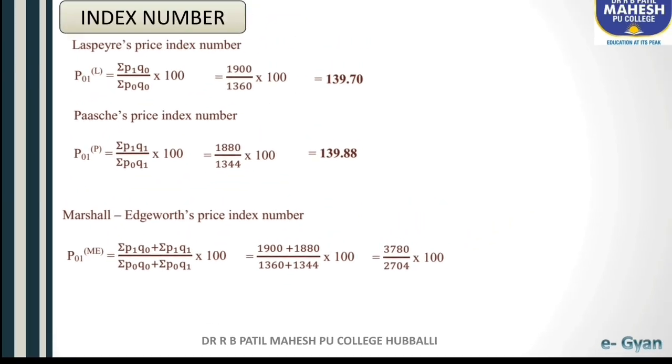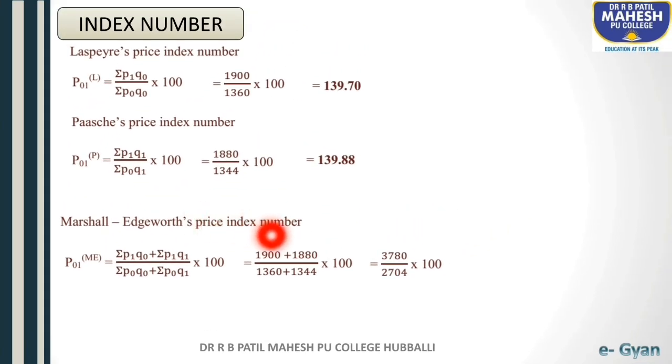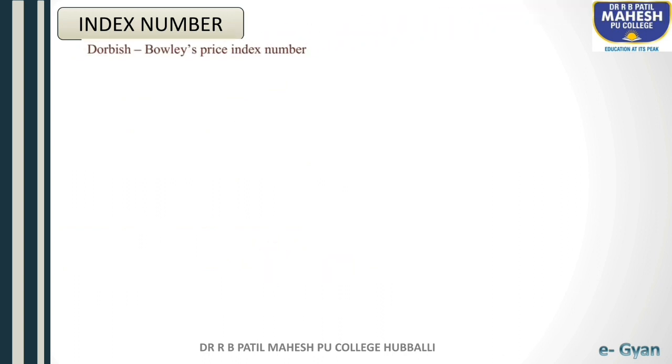After adding the values, 1900 plus 1880 is equal to 3780. Then adding these two values, 1360 plus 1344 is 2704. So the final answer for the Marshall Edgeworth price index number is 139.79.